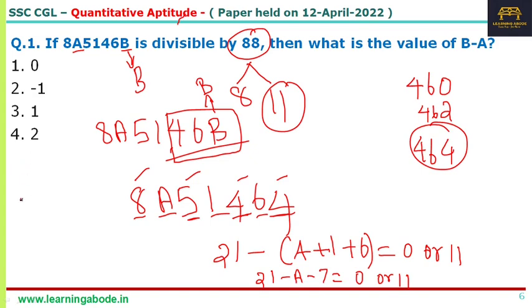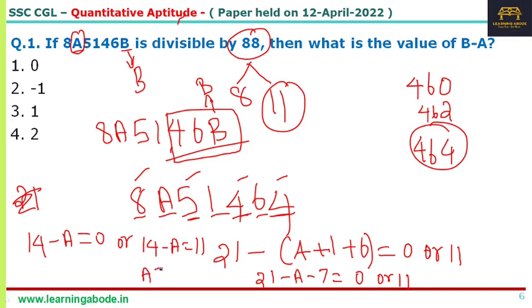So we get 14 minus a equal to 0 or 14 minus a equal to 11. Now 14 minus a equal to 0 is not possible because we are expecting a single digit number in place of a, right? So 14 minus a equal to 11 is possible, so we can say a equal to 3.